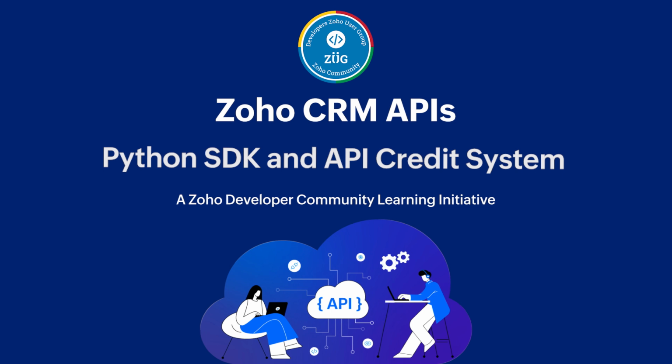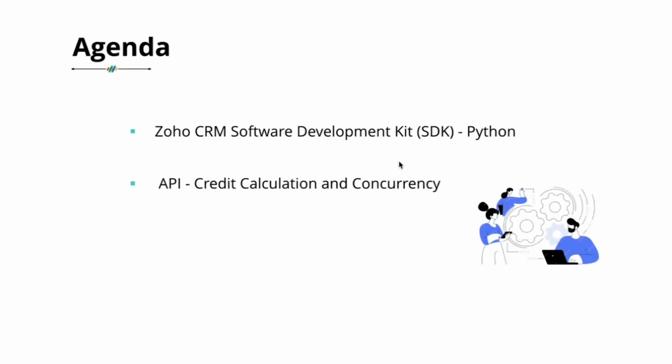So let me just begin by sharing the presentation deck with you. As Charles said, this is the Zoho CRM Developer Series. This is the second one in the series. So in today's session, we'll be discussing the Python SDK and the API credit system. So this is going to be the agenda for today.